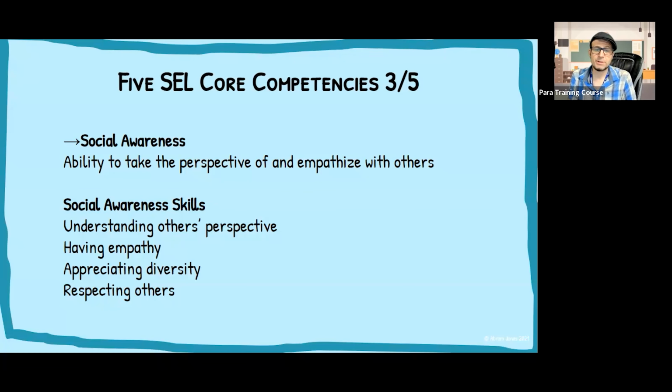Social awareness skills include understanding others' perspectives, right? Trying to see a situation or a problem or whatever through someone else's eyes. Having empathy, which is understanding other people's feelings, even if you don't share them. Appreciating diversity is another one. Understand that all kinds of diversity exist, socioeconomic, racial, anything you could think of, and that other people might not have the same perspective that you do, which goes some way towards respecting others. Okay, so when we have and practice empathy, we think about other people's perspectives, and we bring diversity in, it helps us to respect others.